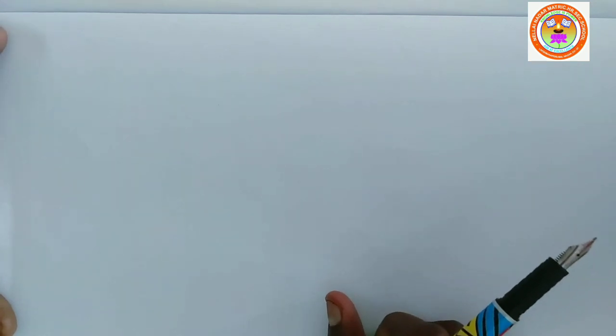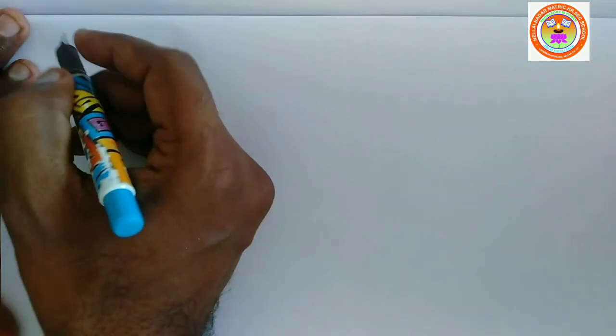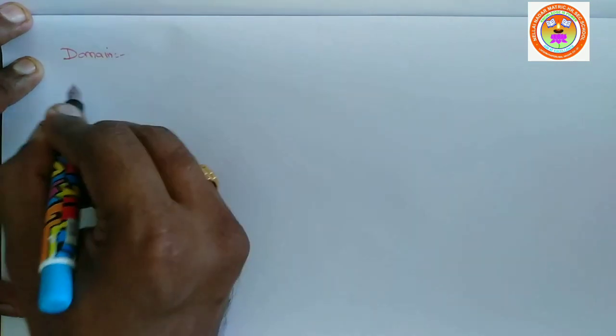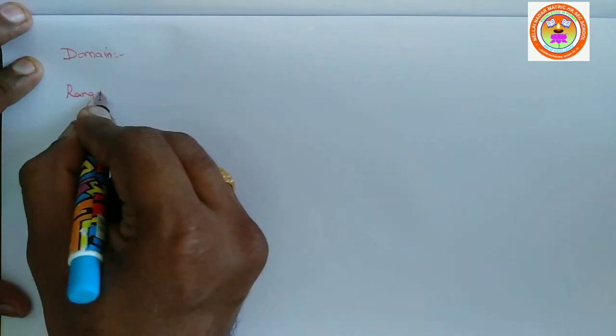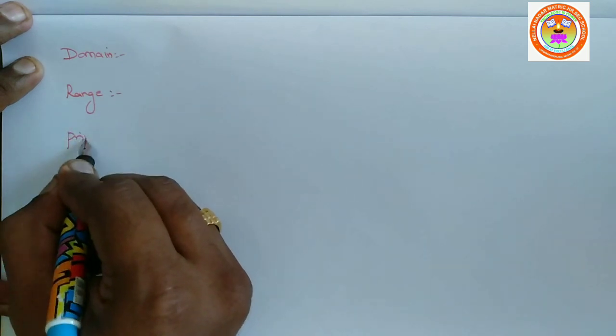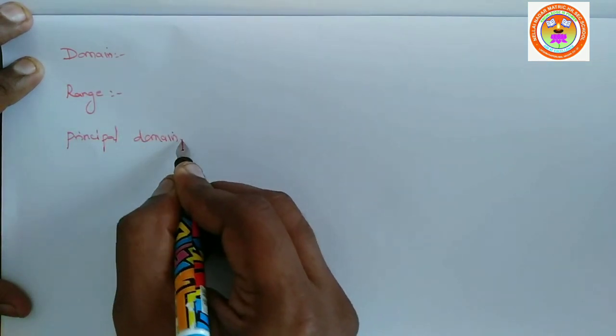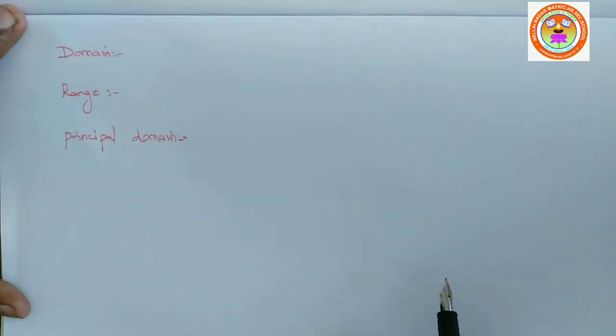So in this we can see the cos x, domain, range and principal domain. First I will see domain. You know what is meant by domain. Next we will see range. Next we will see the principal domain. The principal domain is very important for this inverse trigonometric function.